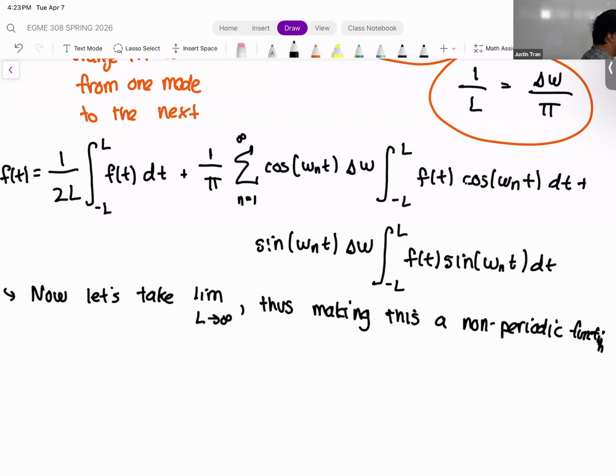Okay, so by taking this limit, there are three things that are going to happen. Number one, the first obvious thing is that we still have that 1/2L term in front. We take the limit as L goes to infinity. We have 1 divided by 2 times infinity, which is essentially 0. So the first term will go away.